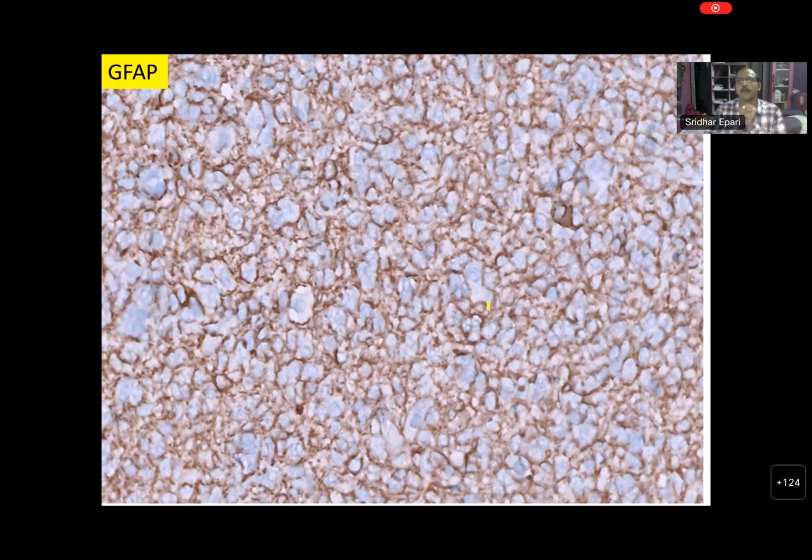This is GFAP. How do you want to evaluate? GFAP is coming out positive in the background. The fibrillary processes are positive for GFAP. It's a very boxcar-like cell, you can see the cell membrane is nicely positive. There are no processes you are seeing. If GFAP is positive, what do you want to call it? Diffuse glioma, somebody said.